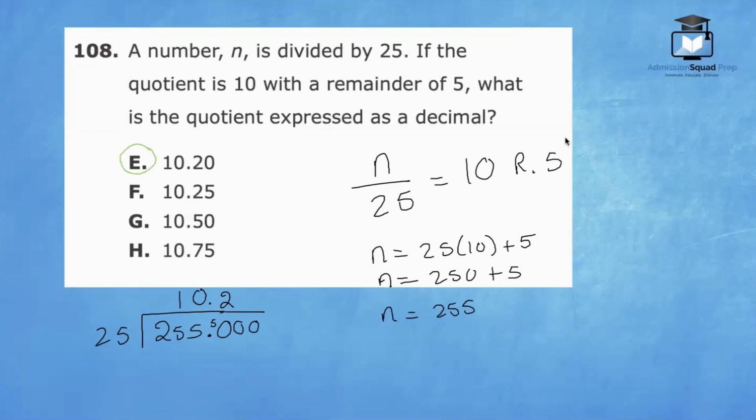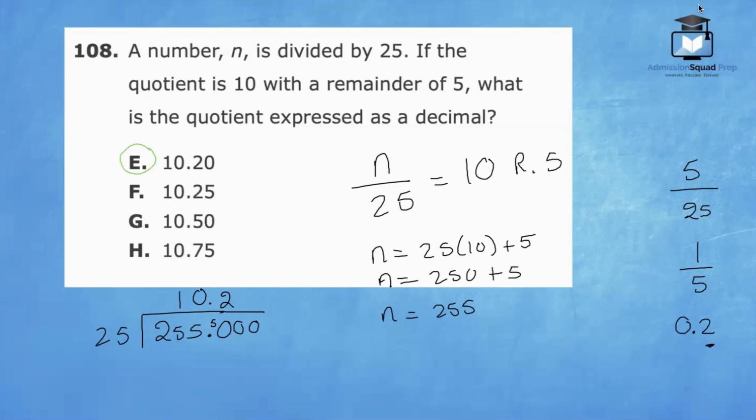Another way to think about it is if the remainder is 5, we will place that over 25 and express this fraction in simplest form. 5 over 25 simplifies to 1/5, which is the same thing as 0.2. So 2 will be the value after the decimal point.